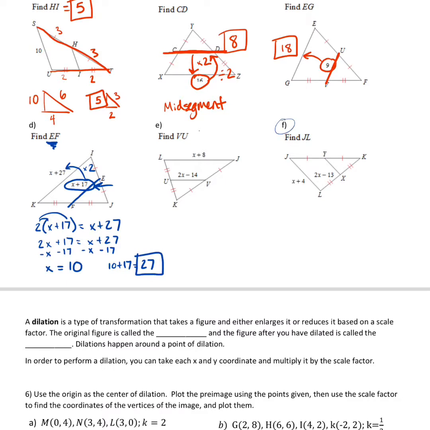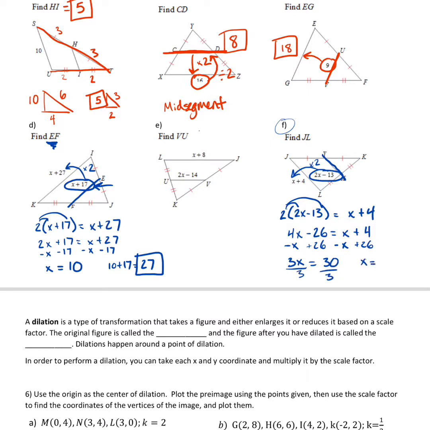Let's try it on part F. Here's the smaller. To get to bigger, we double it. 2 times (2x minus 13) equals x plus 4. Same thing, distribute. So I get 4x minus 26 equals x plus 4. And now my job is to get x by itself. Add 26. 3x equals 30. Divide both sides by 3, and I get x equals 10.